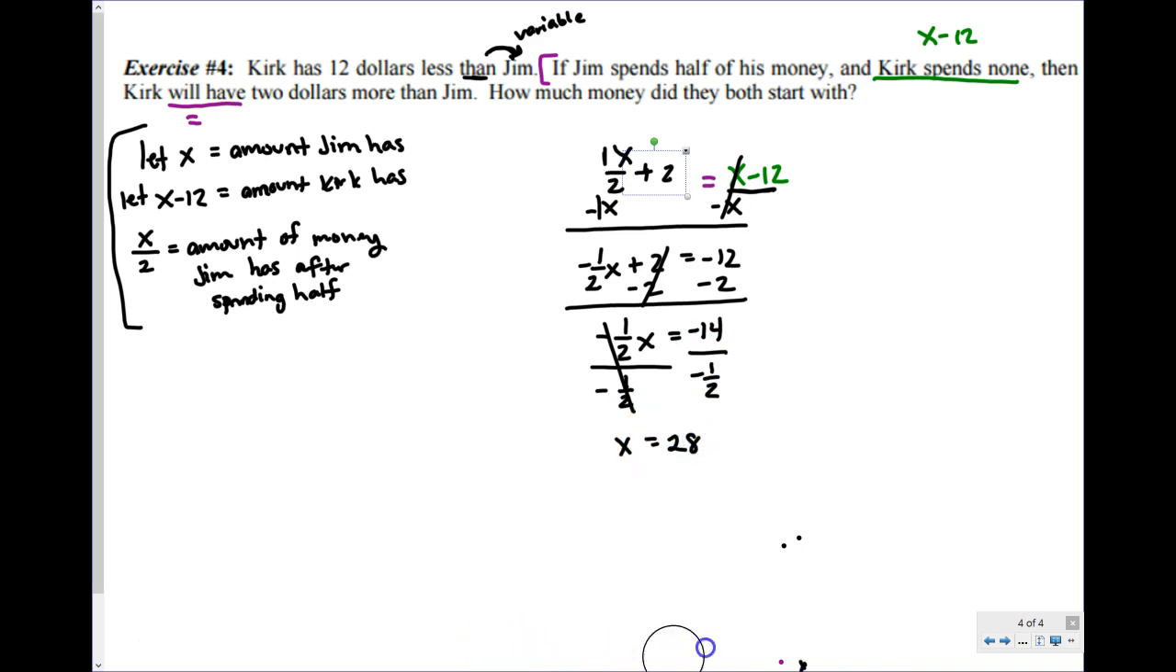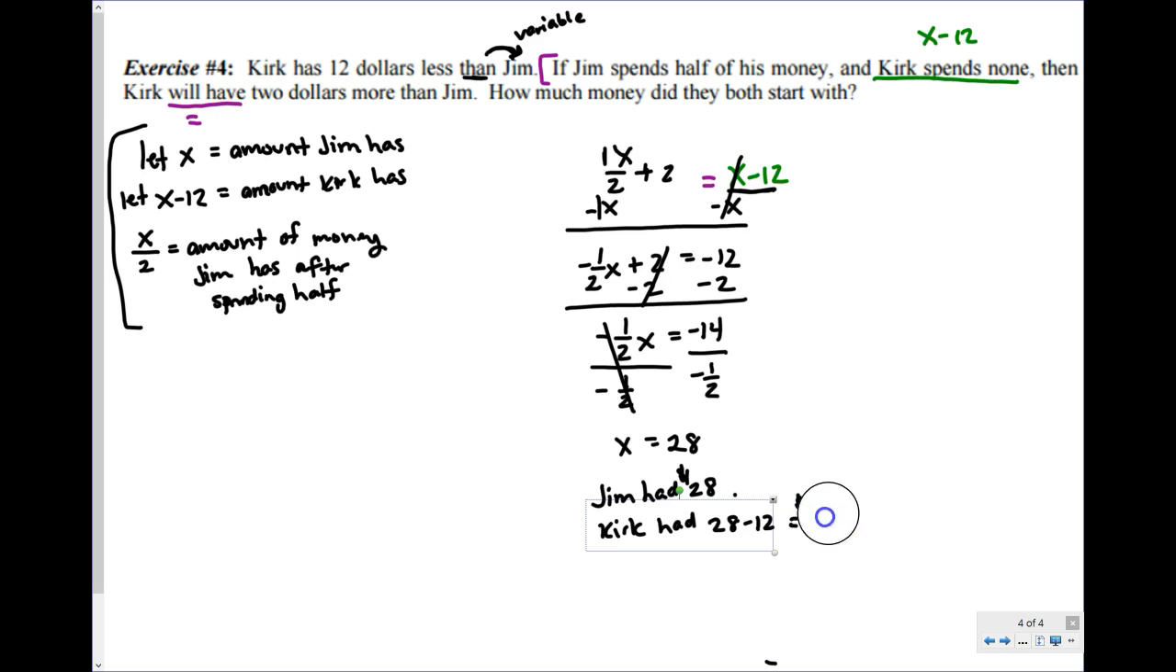So what does this mean? This means that Jim had $28 to start. And Kirk then, he had $12 less than Jim, so that means that he had $28 minus 12, so Kirk had $14 to start off with. Oh, I'm sorry, 28 minus 12 is 16.